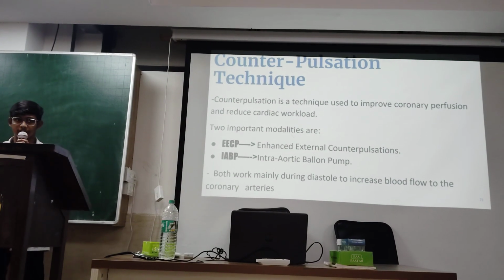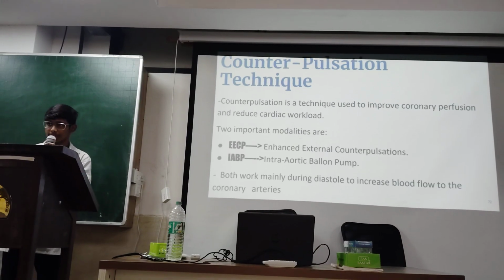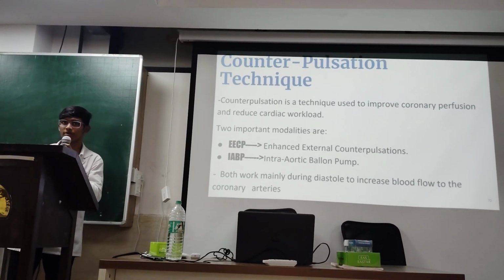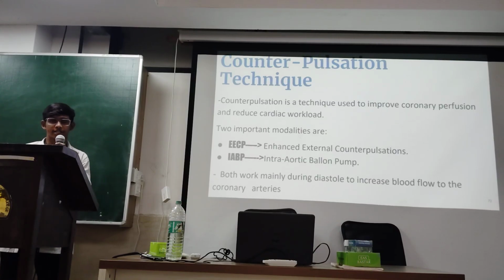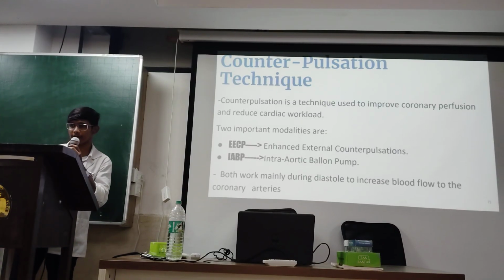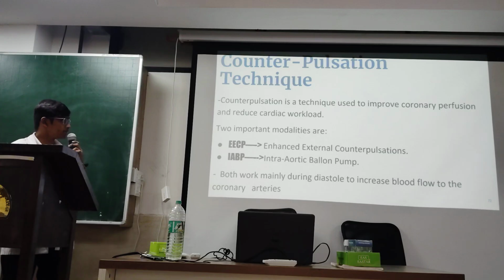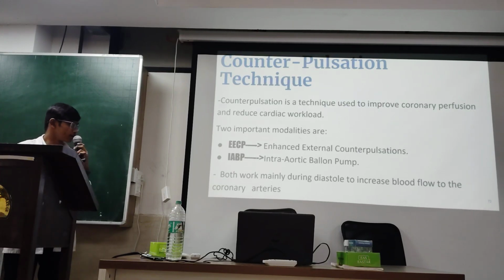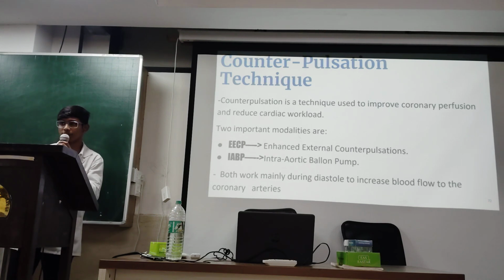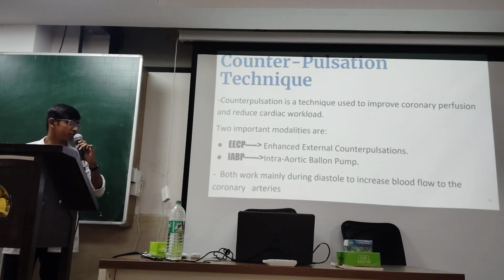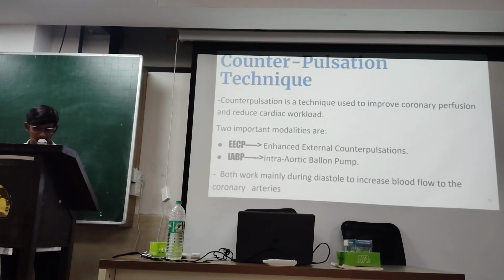These are techniques that are useful for therapeutic purposes for patients who suffer from diffuse coronary perfusion issues and are provided with external machines which help in increasing the coronary perfusion. EECP is nothing but enhanced external counterpulsation, and IABP is intra-aortic balloon pump. Both mainly work on the diastole, to increase the blood flow to the coronary arteries.